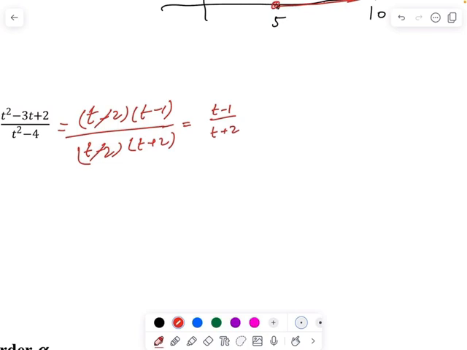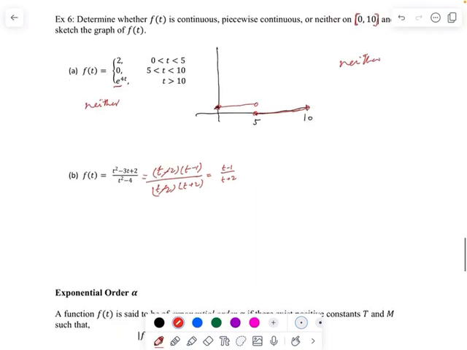Okay, so what about this one now? Since we cancel the t minus 2, we will write here t is not equal to 2. So we do not have a value at 2, and we do not have a value at negative 2. Well, negative 2 is not inside our interval 0 to 10, so we don't worry about that. But 2 is in our interval, right? 2 does exist in our interval 0 to 10, but it does not have a value there. So we can say that it is also neither.